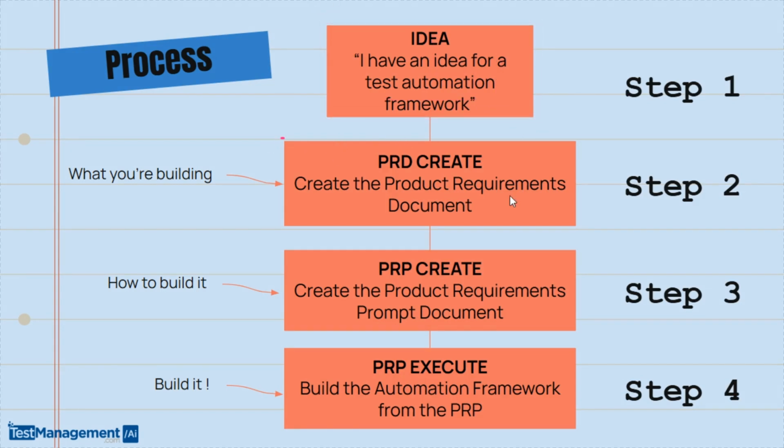We'll create the PRD, which is the product requirements document. From that, we'll create the product requirements prompts, which are the prompts for your agentic coding tool. And then we'll run the PRP execute command, which goes away and builds the whole framework and the initial tests.